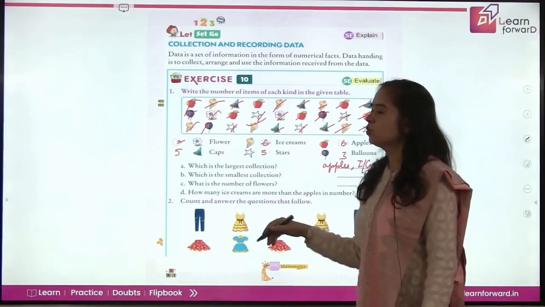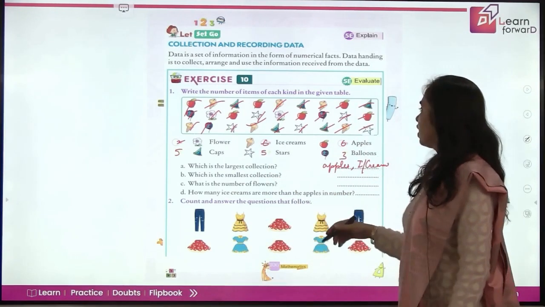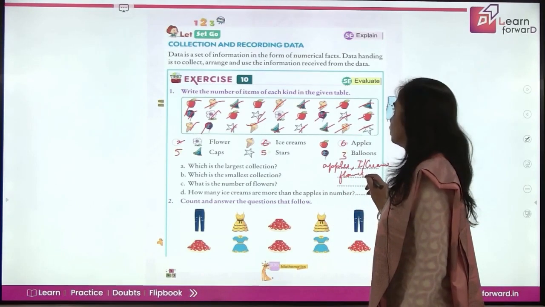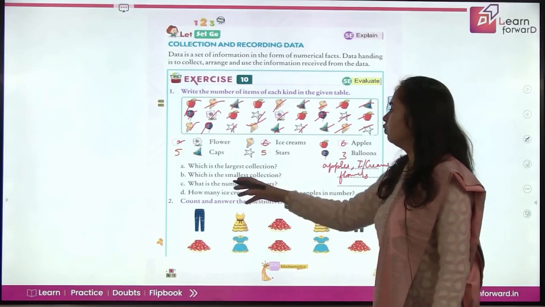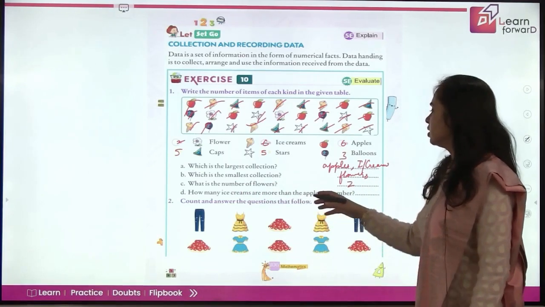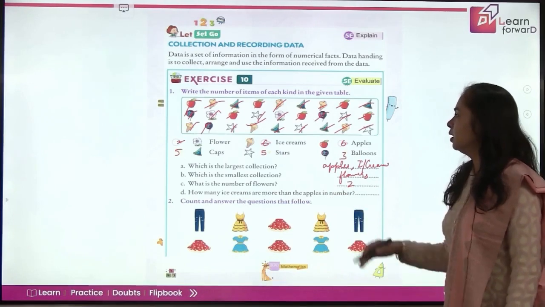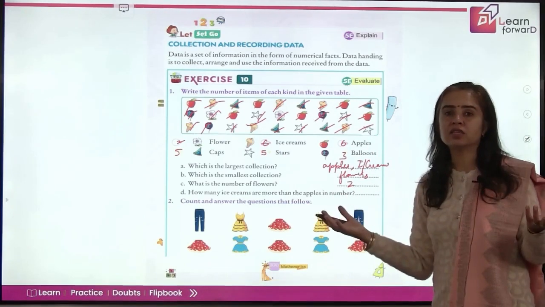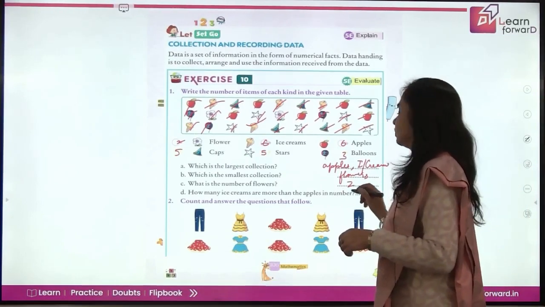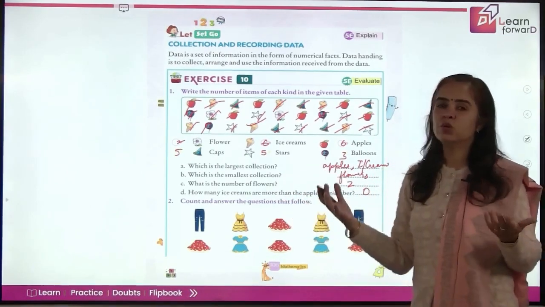Next, which is the smallest collection here? The flowers are 2 only. So the smallest collection is of the flowers. Now, what is the number of flowers? It is only 2. And how many ice creams are more than apples in number? Apples and ice creams both are 6 in number. So 0 is the difference here. They are equal in number, no more, no less.